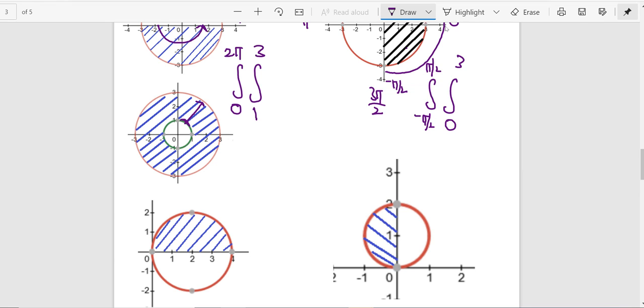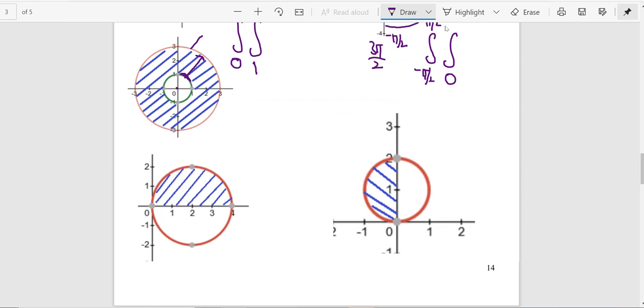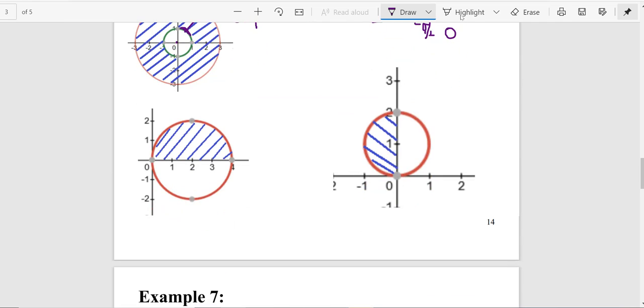Do not be confused. It does not start with 0, because 0 would start from here, but the shaded region starts from this one up to this one. That's why we take r equal to 1 up to 3, because this one is a circle with radius 3.